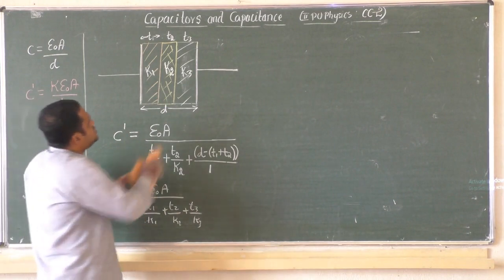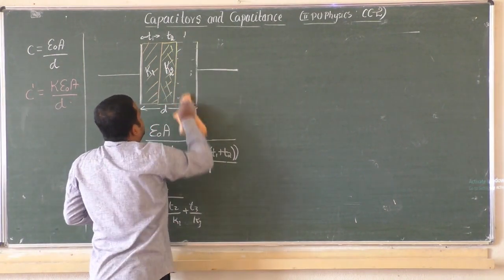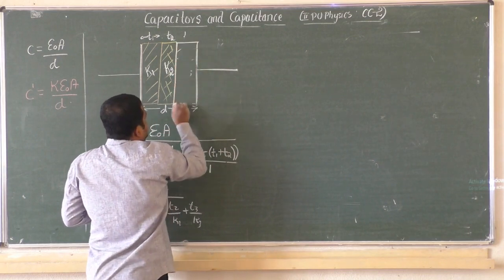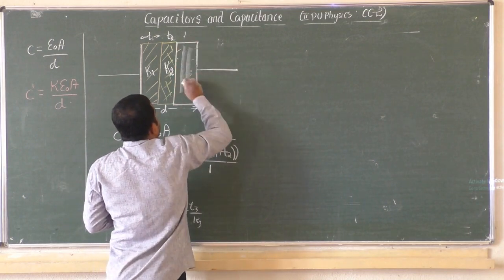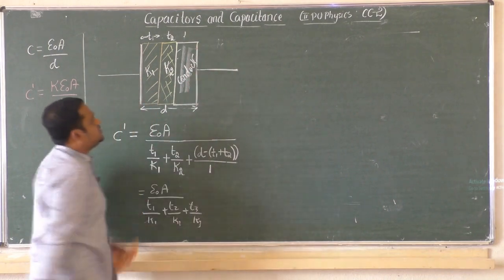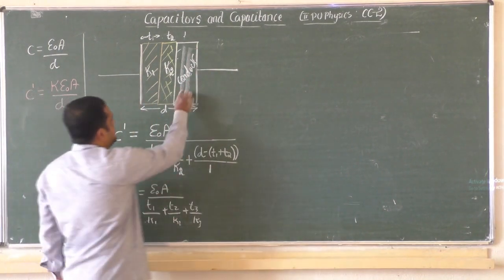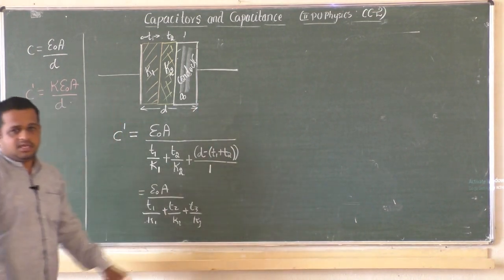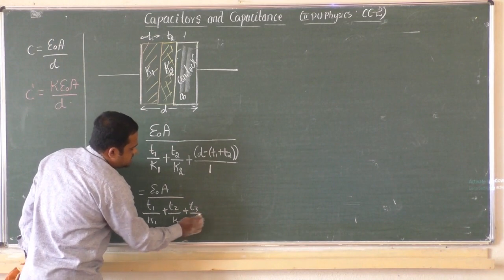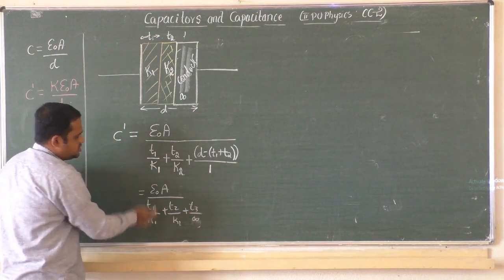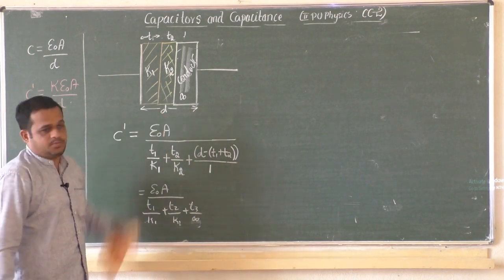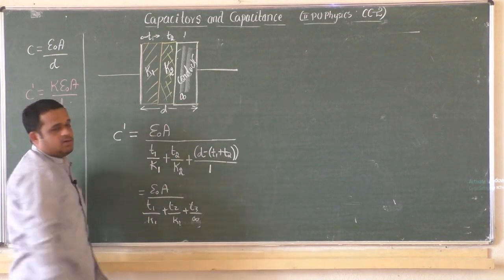Okay. Instead of this, if I place a metal sheet here, in the third region, if this part represents a conductor, then what will be the condition? If the third part is a conductor, we know that the dielectric constant of the conductor is infinite. So T3 divided by infinity, this term will be 0. Equation reduces to T1 by K1 plus T2 by K2. So when the conductor is placed, dielectric constant is equal to infinity.